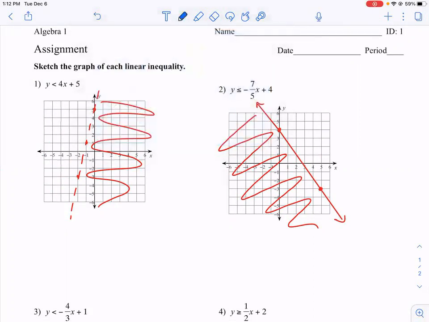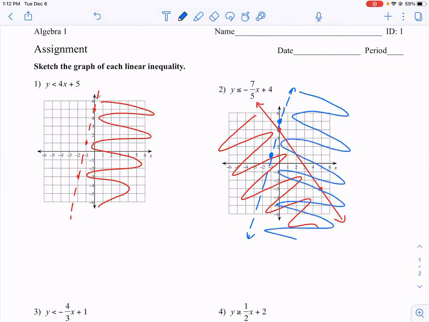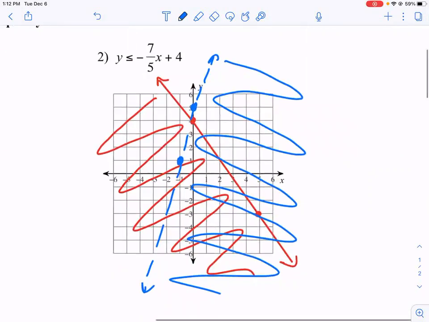So for graph number 1, we had 5 for a y-intercept, and we had a slope of 4. So it looked like this. And then we shaded this way. Okay, so those of you who had 1 and 2 graphed together, this is what yours looked like. Who else had 1 and 2 together? Okay, so whether yours looks like this or you have 3 paired up with 4, 2 paired up with 4, 1 paired up with 3, 1 paired up with 4, 2 paired up with 3, doesn't matter.